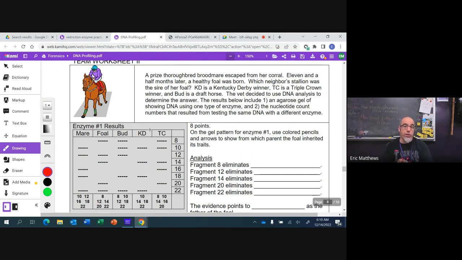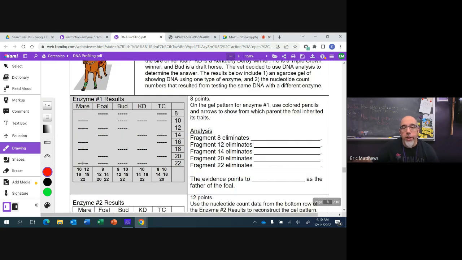Bud is a draft horse. If the foal has its DNA, well, that's not good. That's not what they want. That's not helpful. So, what you're going to do is you're going to go through, you're going to compare and try to identify who the genetic father is.